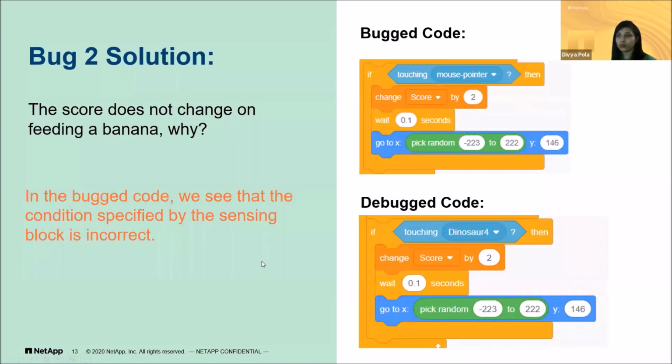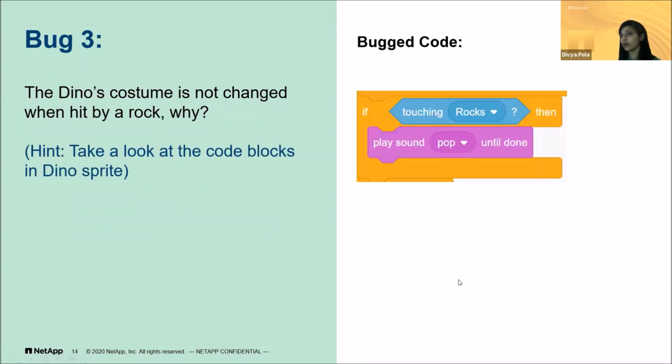Again, for whoever is not doing the hands-on activity, in the bugged code, we have this condition missing here in the sensing block, and we fixed it here in the debugged code. Let's see what our next bug is. So now our dino is moving left and right properly, and it is being fed bananas, and the score is being increased when it is fed bananas. But the dino's costume is not changed when it is hit by a rock.